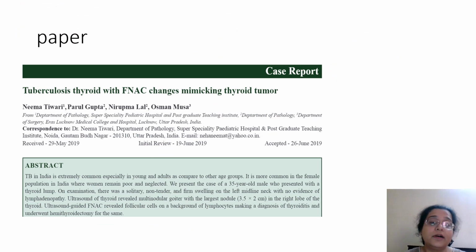Okay, this is a paper. This was published in 2019 by me and my faculty members. Here we described a TB thyroid, which was mimicking a thyroid tumor radiologically. Now, thyroid tuberculosis in itself is a rare entity. You can see this paper; I've put images in this paper. This paper is available on the net. And we were getting a lot of follicles, a lot of multinodularity.